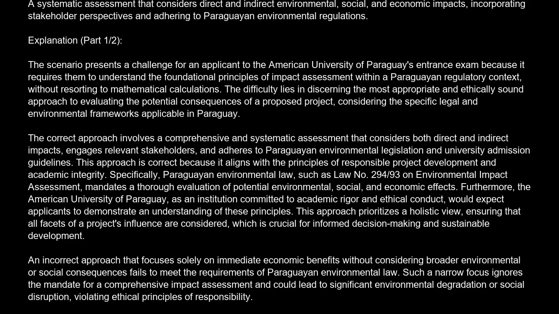An incorrect approach that focuses solely on immediate economic benefits without considering broader environmental or social consequences fails to meet the requirements of Paraguayan environmental law. Such a narrow focus ignores the mandate for a comprehensive impact assessment and could lead to significant environmental degradation or social disruption, violating ethical principles of responsibility.